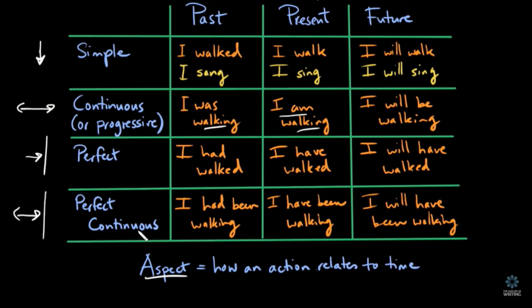So that's it for the tense and aspect. If you combine the two, as we've seen, you can create all these 12 aspects, or different tenses, I should say, in English.